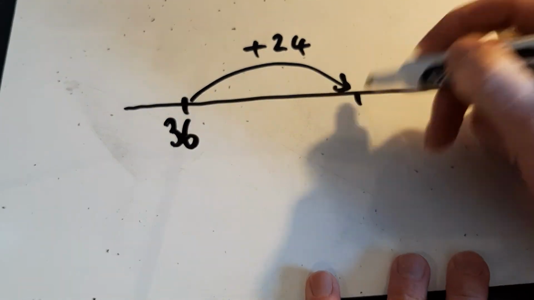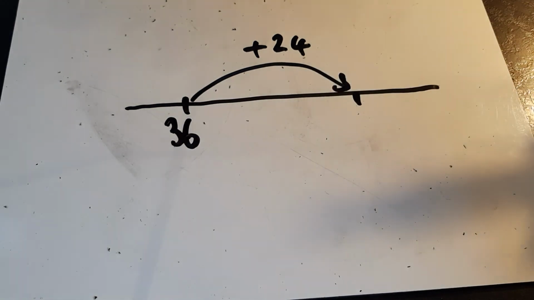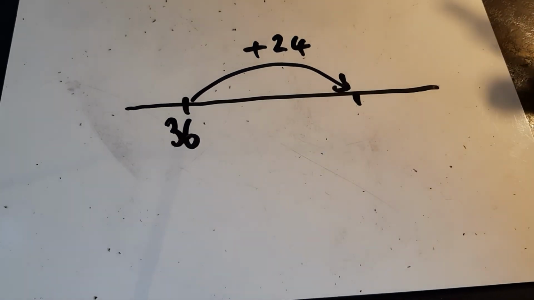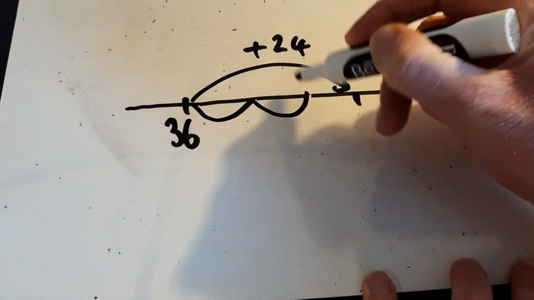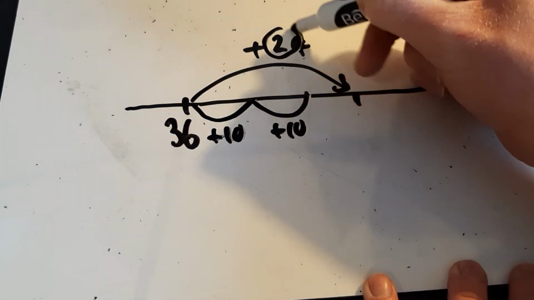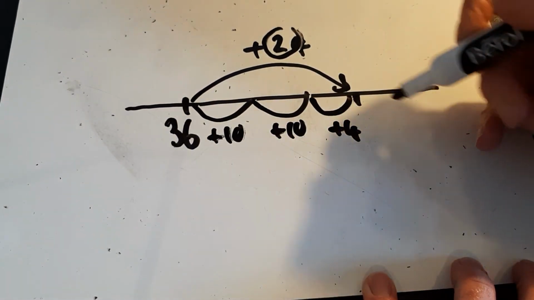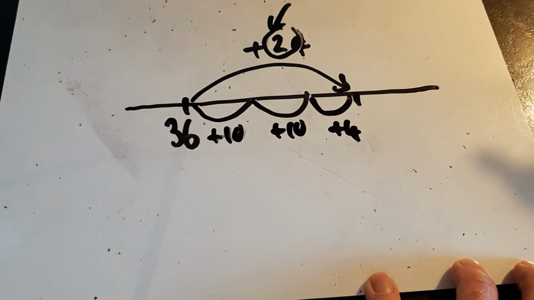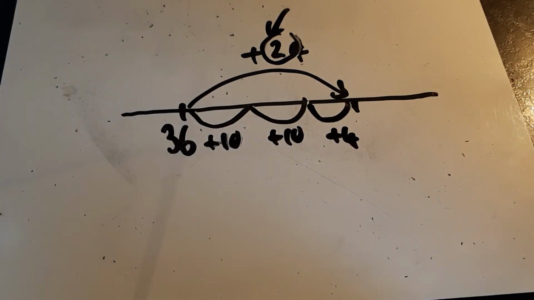And then it's up to the children to decide how they want to do that, whether they want to just count up 24 in ones, more chance of an error there. If they want to do the 2 tens first, so add on the tens there, and then add on the 4 to get to the answer. Or if they're confident, as we previously said, to add on the 20 first and then the 4. So lots of ways to do that.